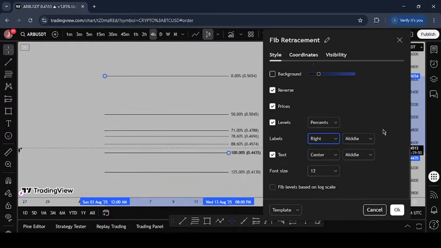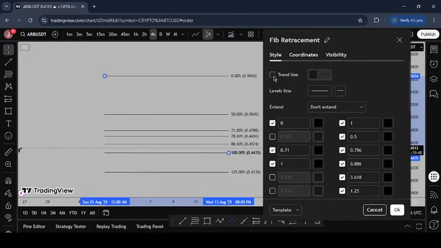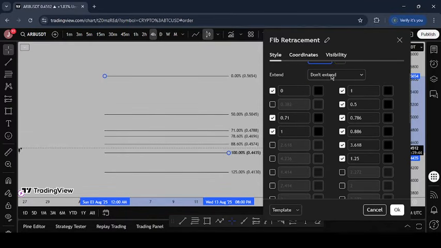Okay, so let's go over the settings again. Turn off trend lines, right? Lines level should be light. Extend, don't extend. You need to have your 0 and 1, which is where you have the 0% level and the 100% level intact. Okay, then you turn on the 0.5, which is the 50% level. Then I set 0.71, 0.786, 1, of course.